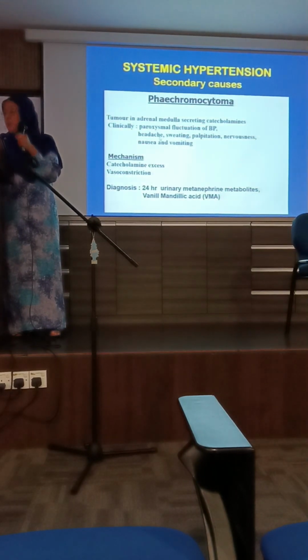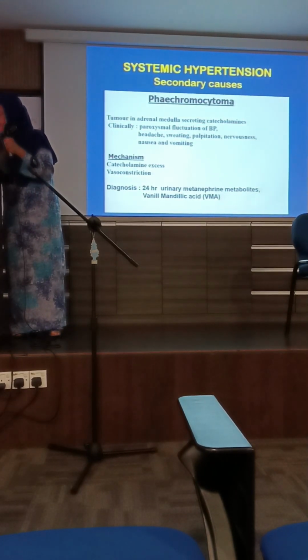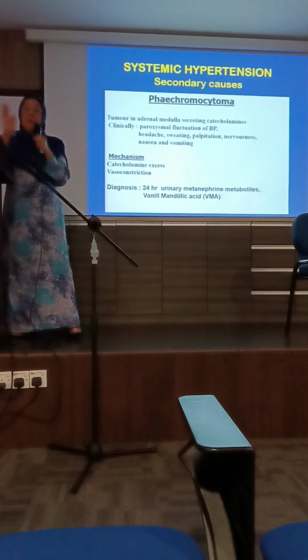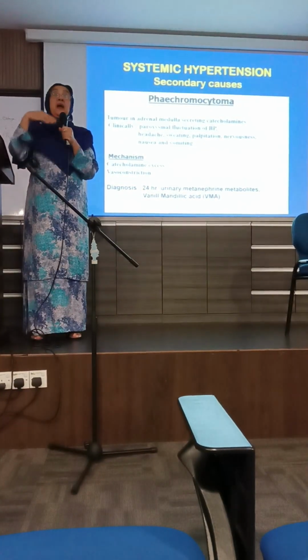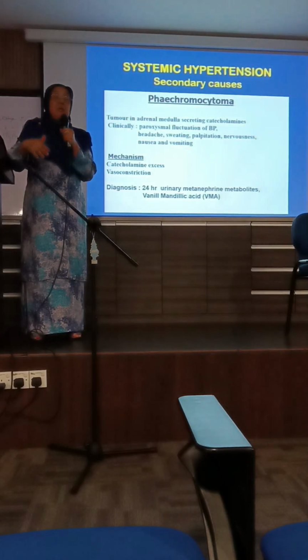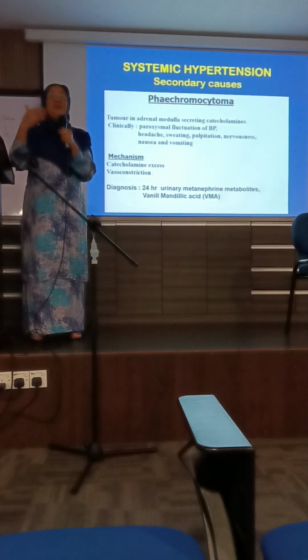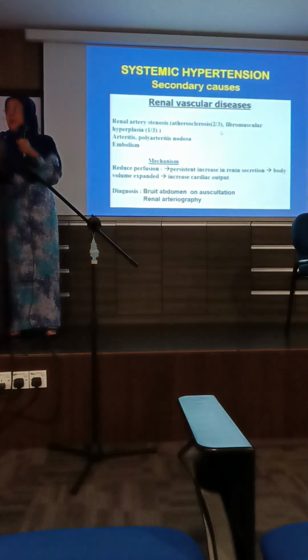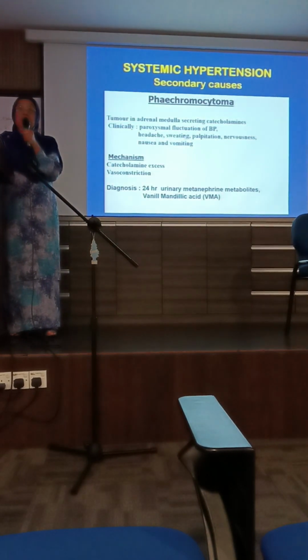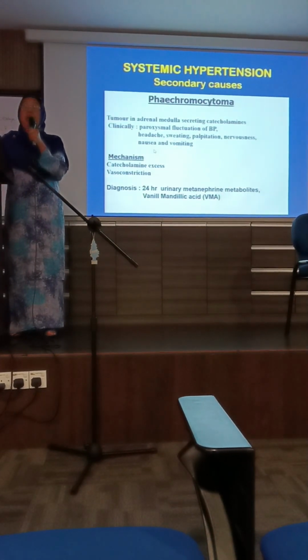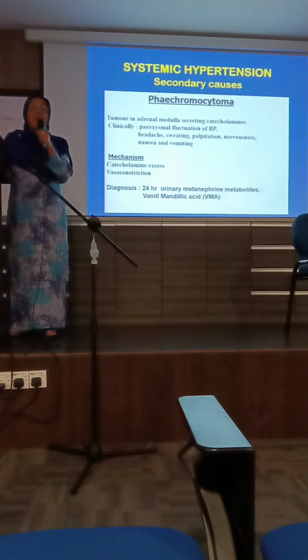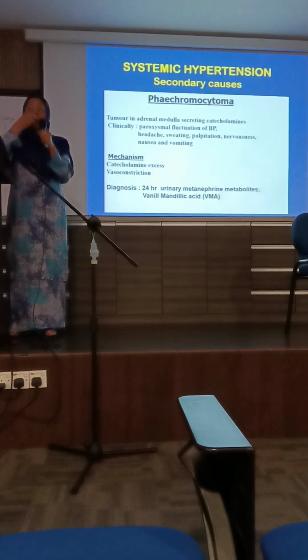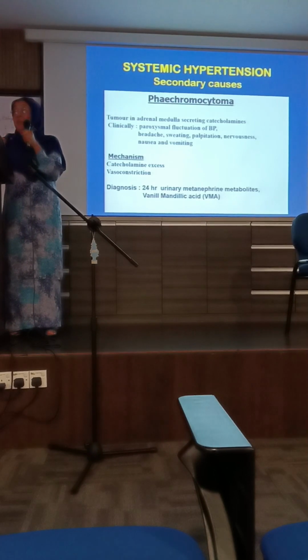Okay. The next one, after the kidney. Endocrine disorders are a group of disorders that can give rise to hypertension. One of them is a tumor in the adrenal medulla that secretes catecholamines. You know what catecholamines are? You better know. What are catecholamines?